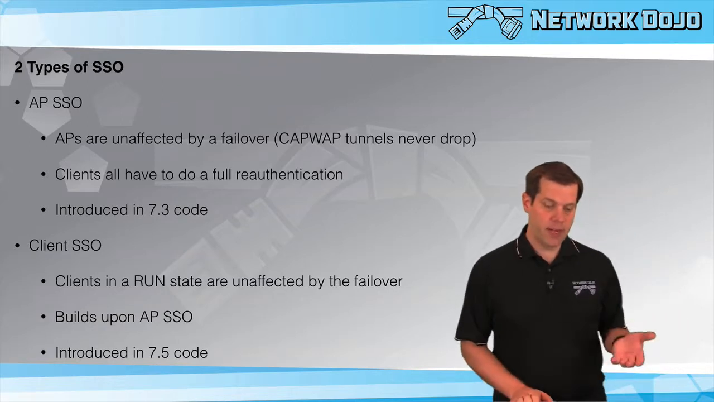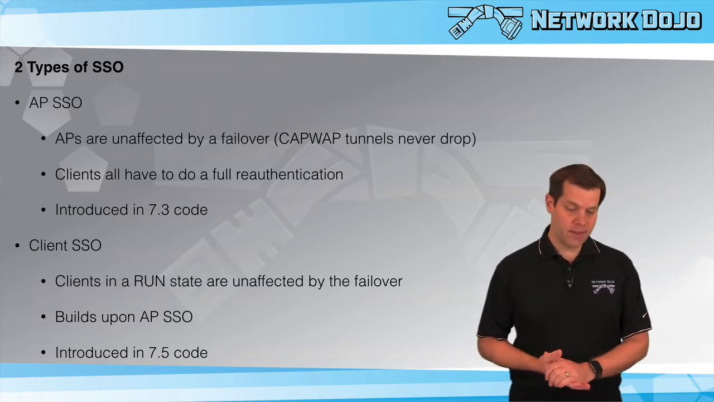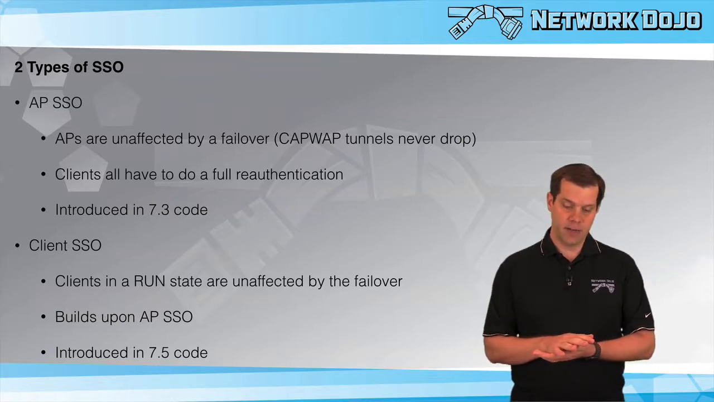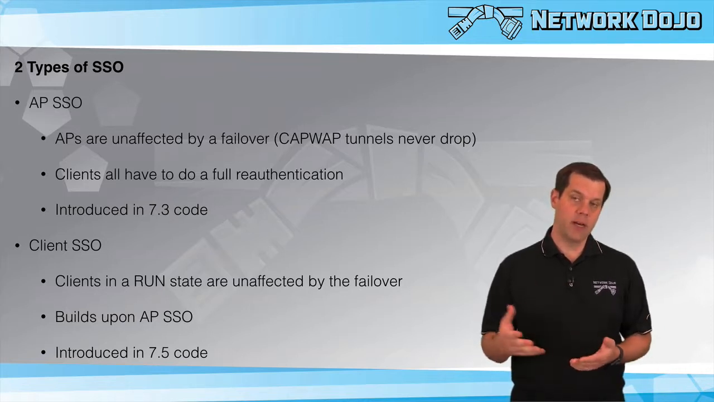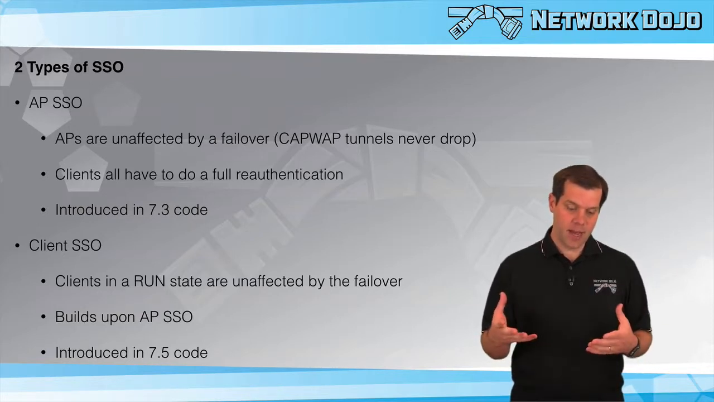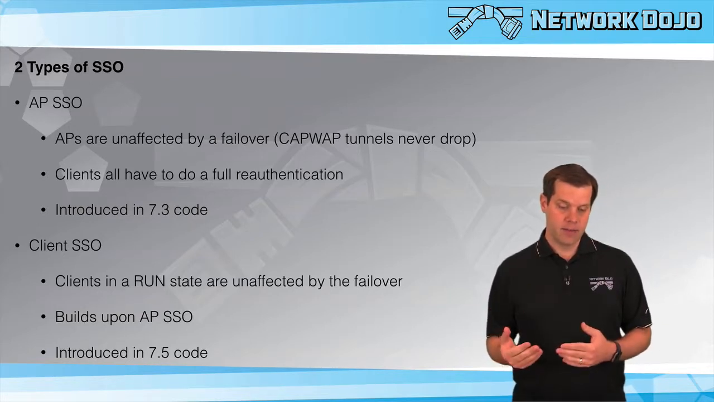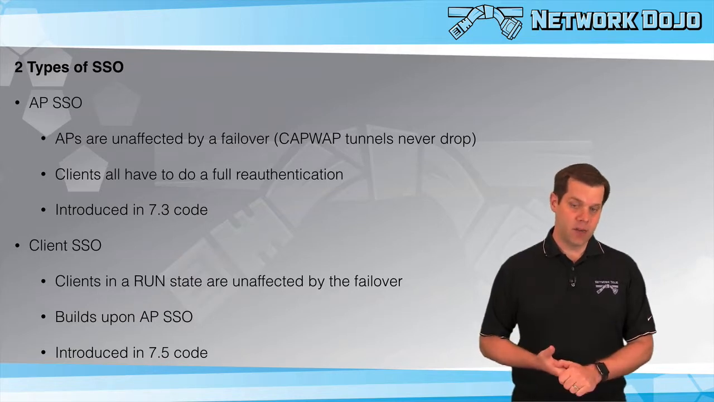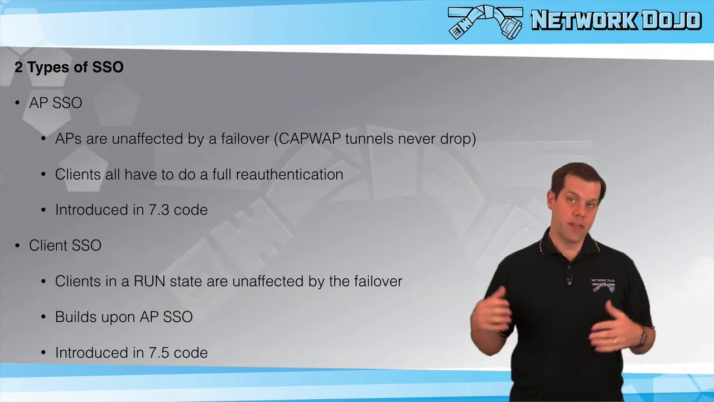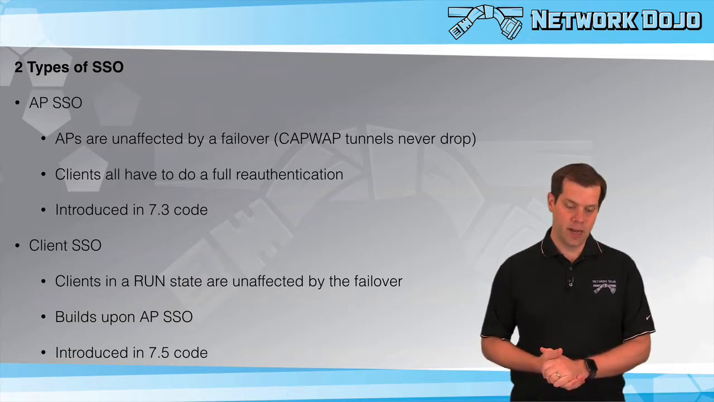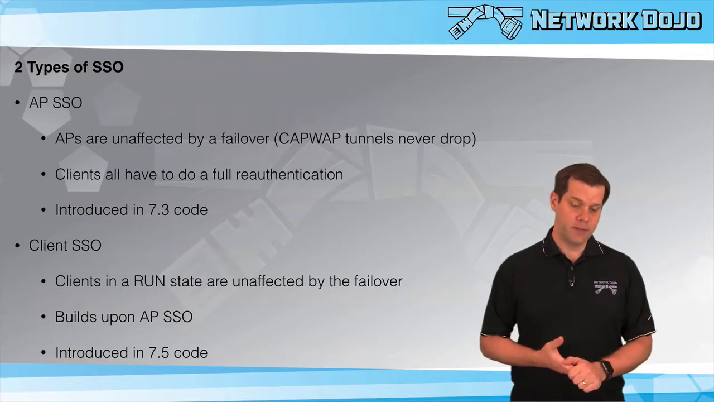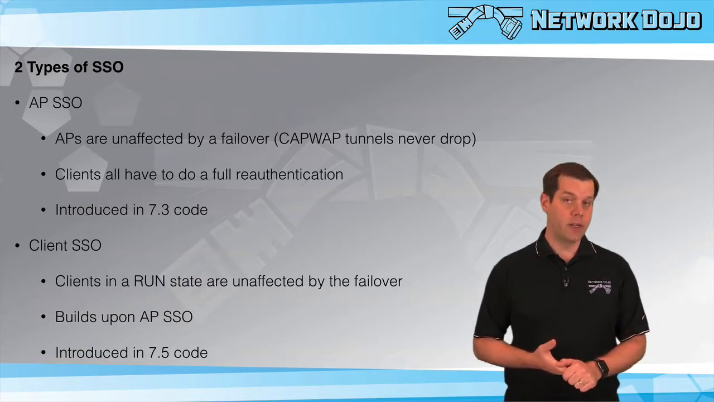So we have two basic types of SSO. The first is AP SSO, and this is where the APs are unaffected by the failover. In other words, the CAPWAP tunnels never drop. The APs stay up, but the clients do not get the benefit of SSO. So the clients, after the failover happens, are all bounced and they all have to reassociate. This was what we got in the very first edition of this feature, back in 7.3 code.